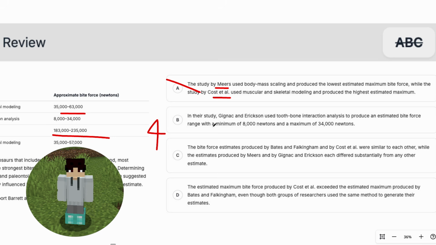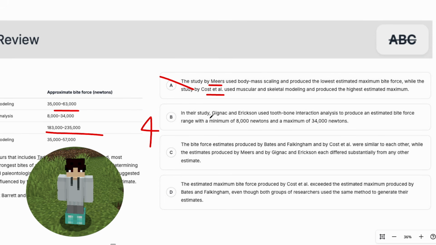In their study, Gignac and Erickson used tooth-bone interaction analysis to produce an estimated bite force range with a minimum of 8,000 newtons and a maximum of 34,000 newtons. So we only hear about one group of scientists here. Since we'd have no kind of comparison to compare these people to, we just have to eliminate it, because there's no way to determine if the methodology really affects things unless we have at least two things to look at.